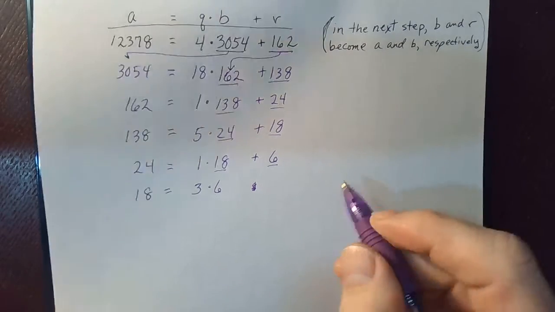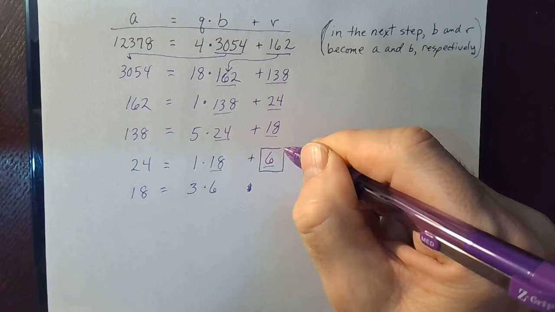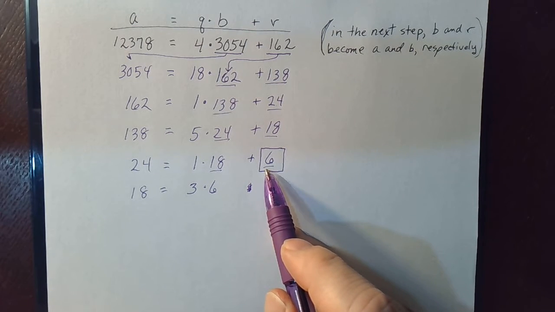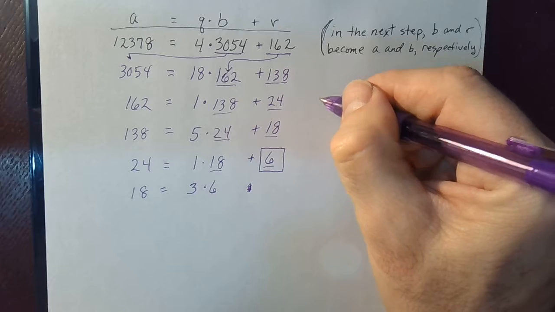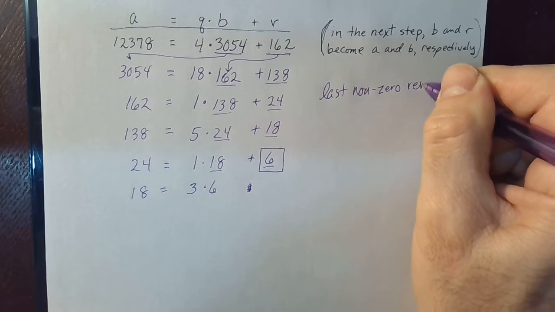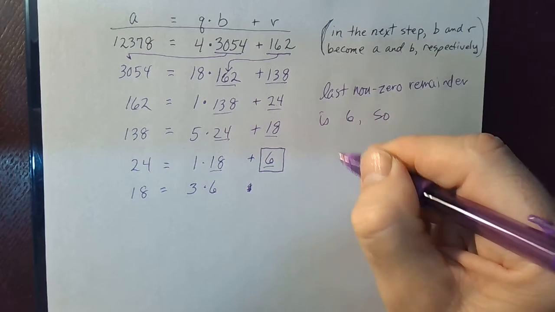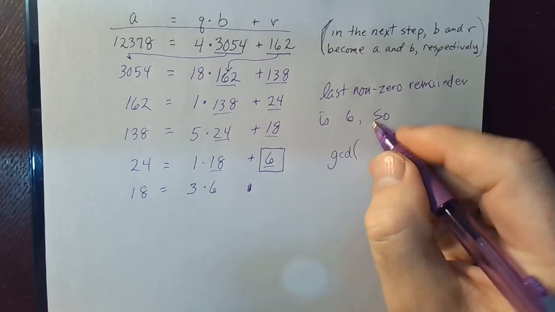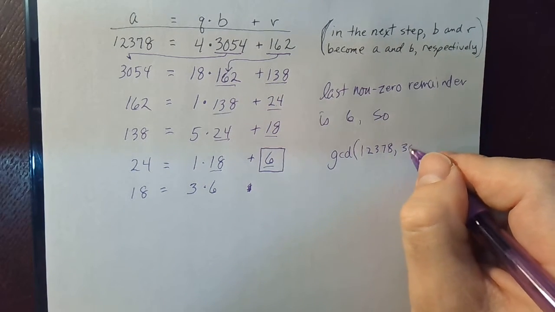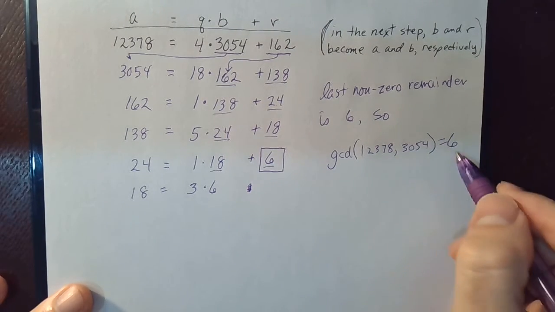So this tells us that, remember what we're looking for? The last non-zero remainder. So you're always going to go to the second to last line and grab that remainder. So I'll make a note. Last non-zero remainder is 6. So GCD of 12,378 and 3,054 is equal to 6. So that's our answer.